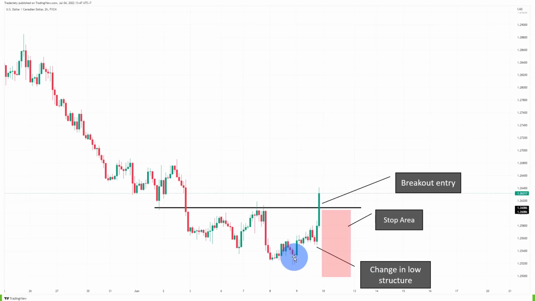We also see that we are starting to make higher lows, which we never did. We only made lower lows all the way through the trend. So here having higher lows is a very big change. And we are breaking through the previous support area and also the pivot point.